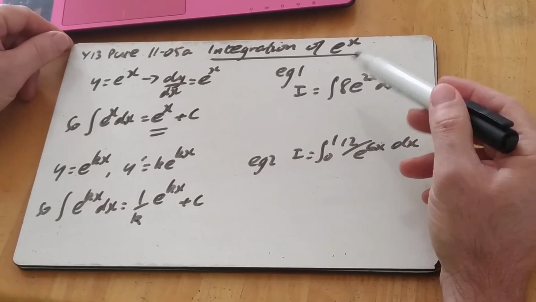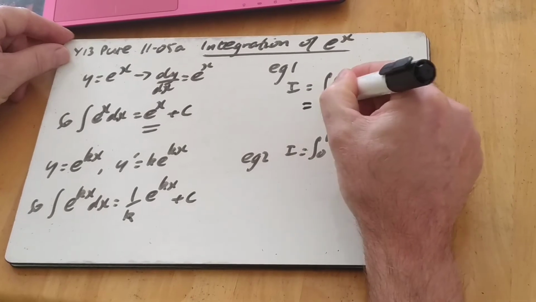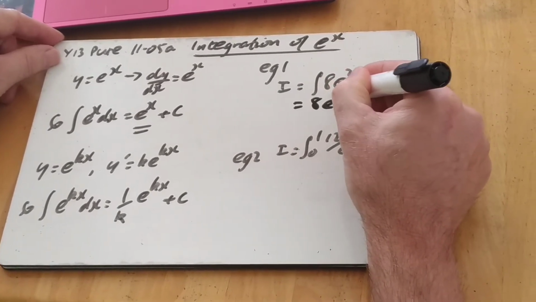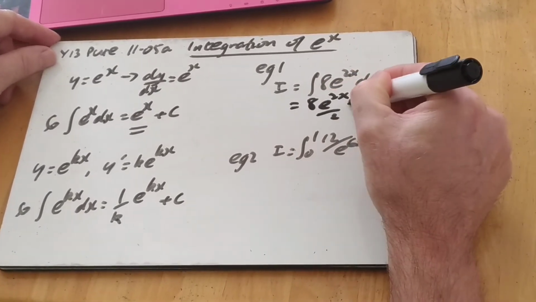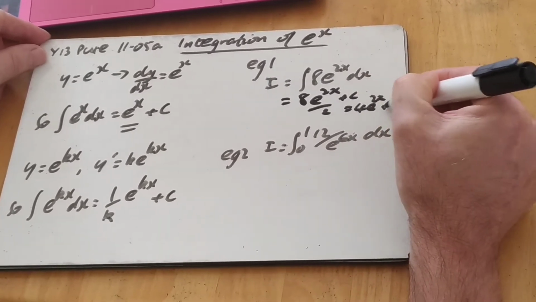So your basic case here, the integral of 8 e to the 2x, well, I've still got the 8, and then it's e to the 2x divided by 2, plus c, and rewrite it as 4e to the 2x plus my constant.